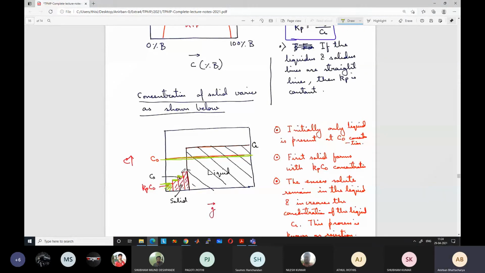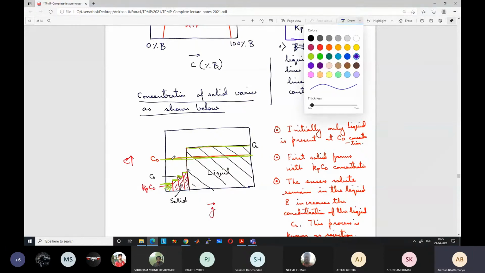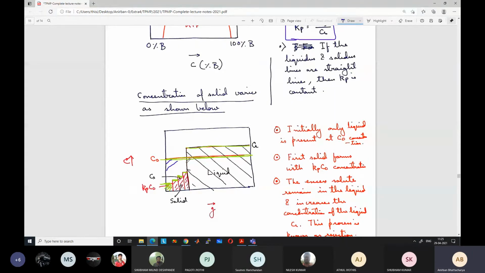So at any point, what will we have? The concentration in the liquid will look like this, Cl. It has increased from C0 because of the additional solute that was present here, the area above the solid concentration. That solute has gone into this region and increased the liquid concentration. If the liquid concentration is Cl, the solid concentration at that moment is Kp into Cl.